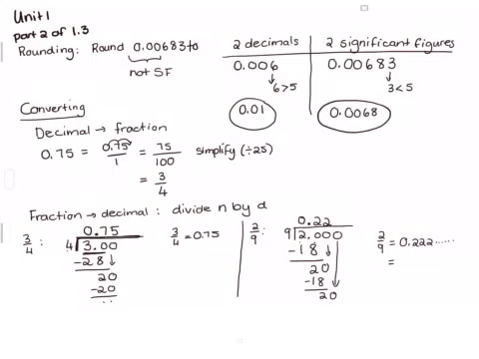Right. If it repeats, like in this case, there's a short way of writing it. You just put the 2 with a little dot at the top. That means the 2 goes on forever.